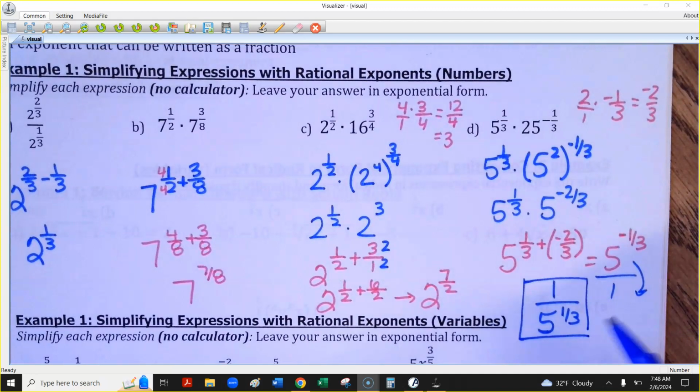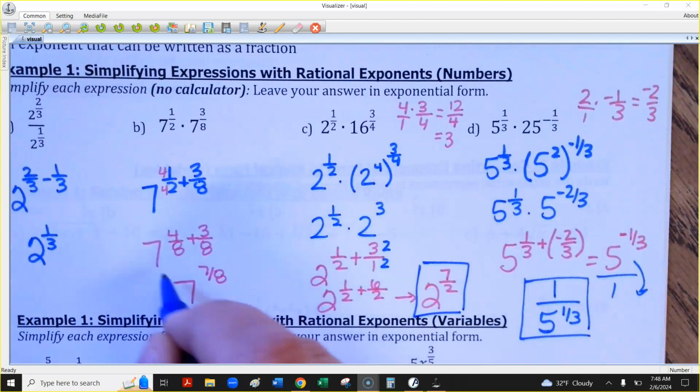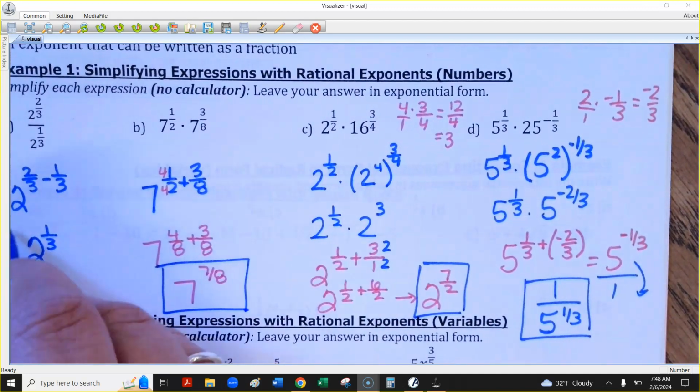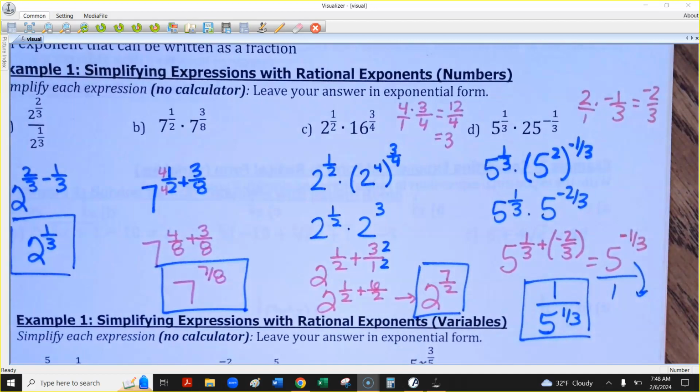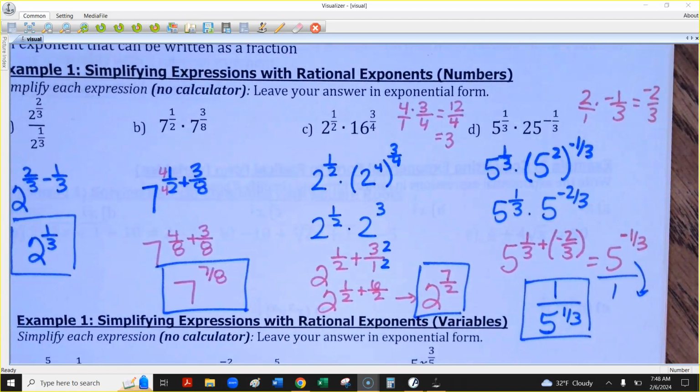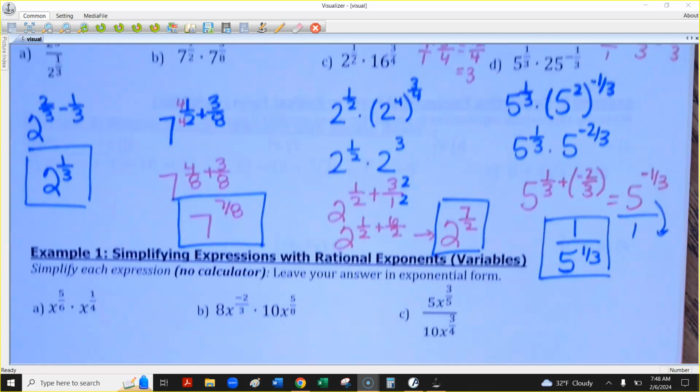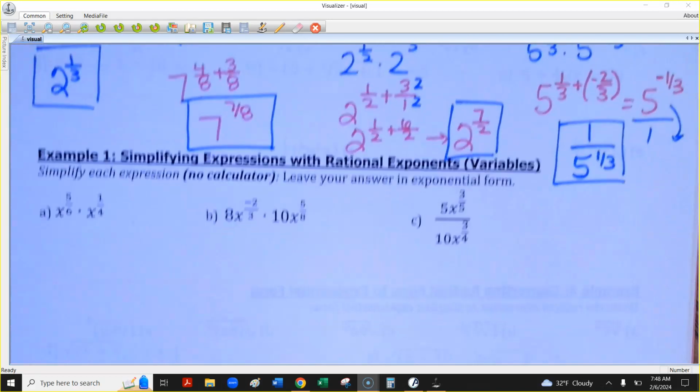So I'm just going to go back and box my answers in here. Some of these might be super quick. Some of them might take you a minute to do. But if you are multiplying like bases, you're going to add exponents, and you need a common denominator if you have to add fractions. If you're dividing, you're going to subtract the exponents. And again, if you subtract, you have to have a common denominator. If you do power to a power, though, you don't need a common denominator. You just multiply.